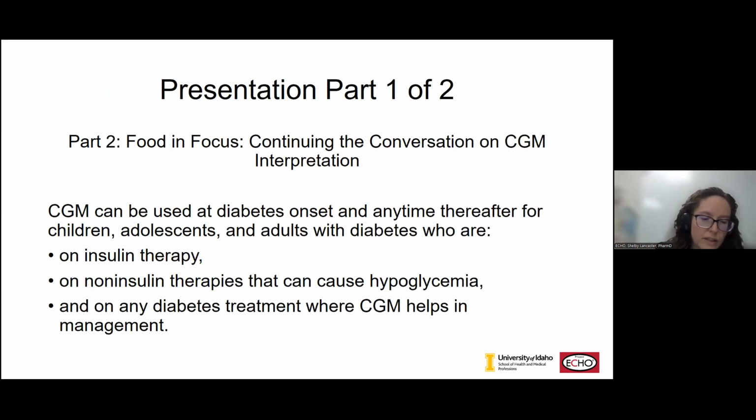I do want to note that this is part one of two. My counterpart, Megan Williams, who's not here today, will be continuing at the next ECHO session, focusing on continuing that conversation and presenting cases. Ultimately, the ADA has a tiered approach for recommendations for CGM use, looking at treatment intensity and hypoglycemic risks, rather than universal access. But any patient with diabetes for whom we feel the CGM would be helpful in management of their blood sugars, we should try to get them access to them.